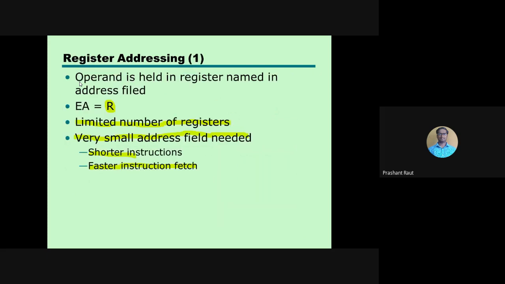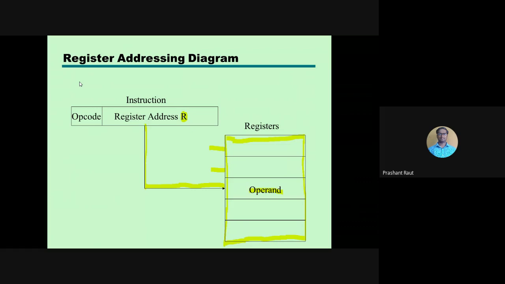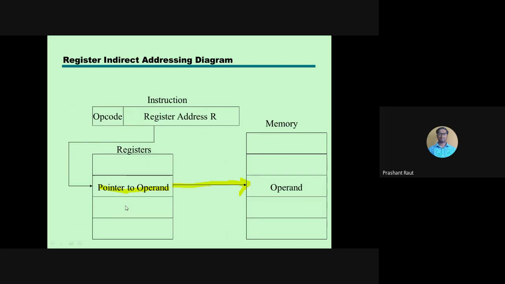In register addressing, the register holds the operand. See here, we have used the R register. This R register will hold the operand, out of the set of registers available. Now register indirect: whatever the content of the register, it is the pointer to the operand. So it is register indirect.